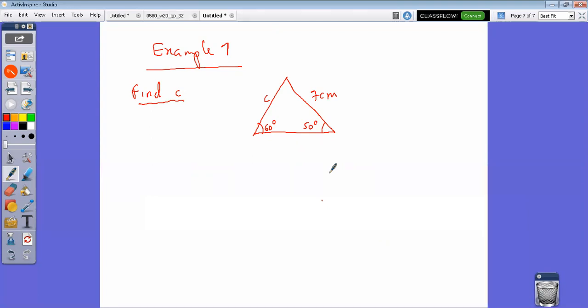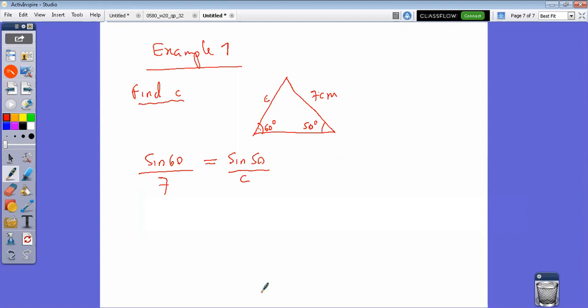Yes, sir. So now let's look at certain things here before we look. This angle is opposite that, and that side that we want to find is opposite that. So you can use the sine rule. So what we simply do is we say sine 60 degrees over the side that is opposite 60 degrees, which is 7, is equal to sine 50 degrees over the side that is opposite, which is C. That's the first step. Clear?